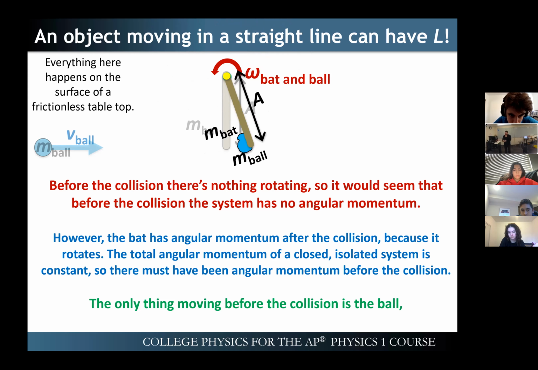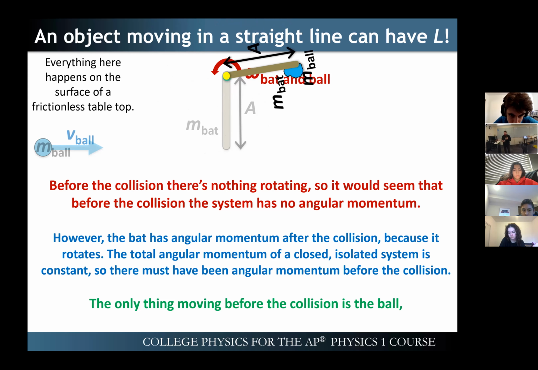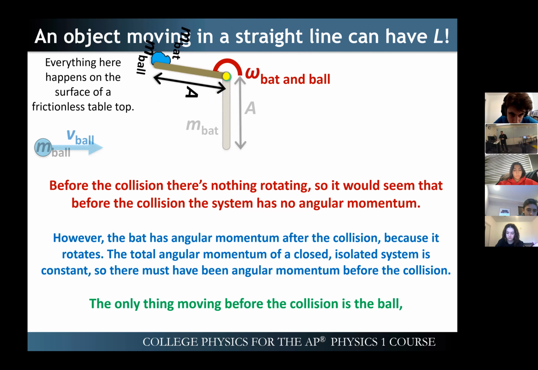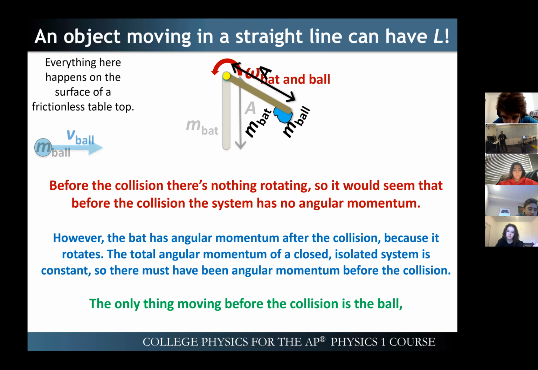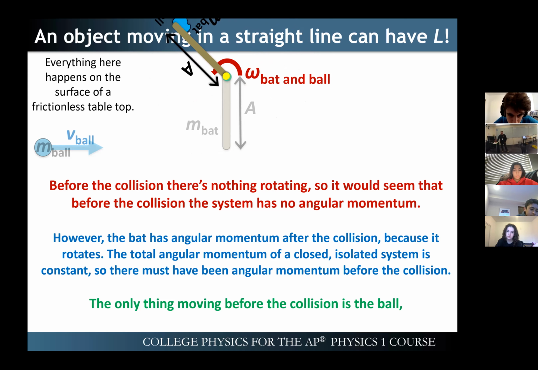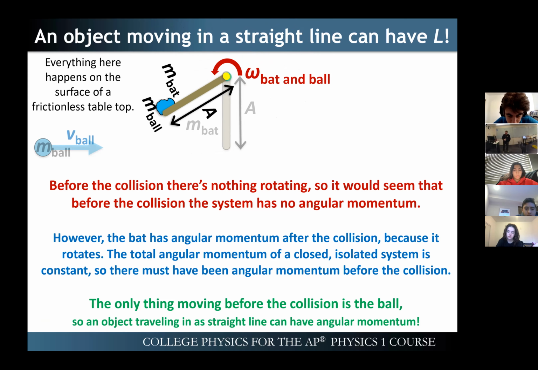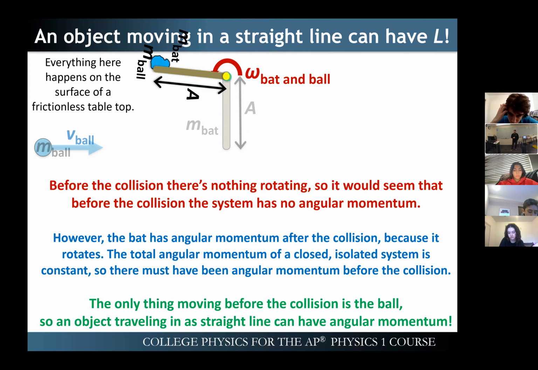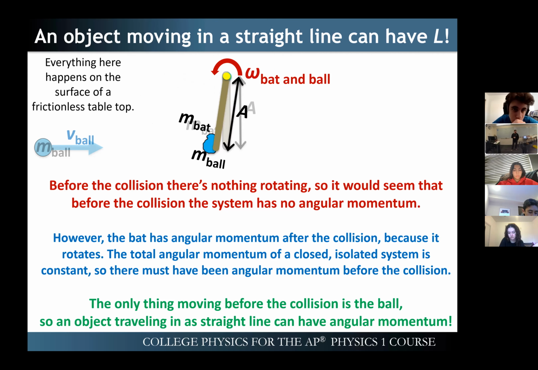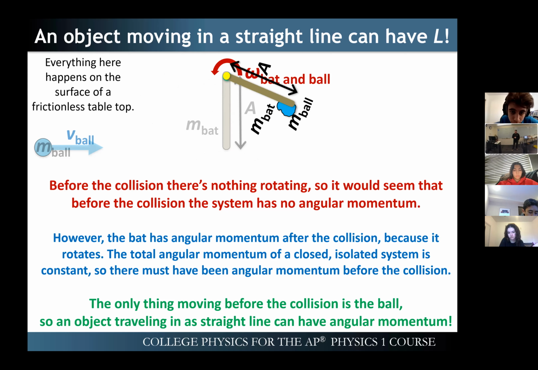And so we can use that reality. We're not going to go through the proof of it today, but you can go through conceptually and mathematically and come up with the equation that proves that objects moving in a straight line do possess angular momentum. What they're showing you here at the bottom is that the only thing moving before the collision was the ball. So if angular momentum is conserved, that ball had to have angular momentum as well as its linear momentum.